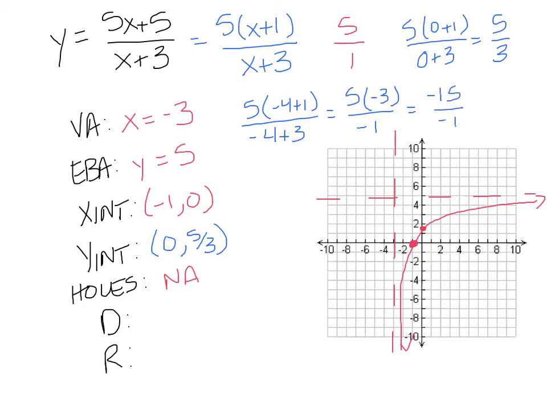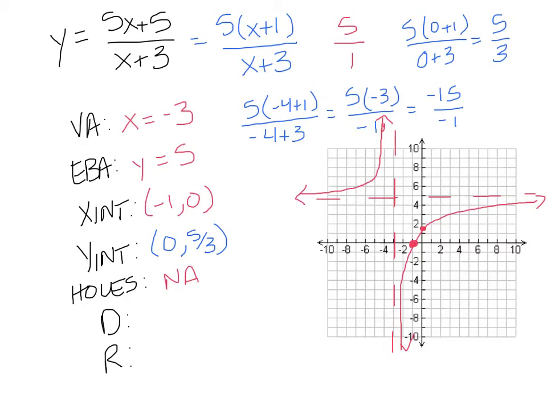So that tells me that the point -4, 15 is on my graph, which is way up at the top somewhere. All I needed that for was to figure out where my branch went, which quadrant it went in. In this case, it goes in that top quadrant there.